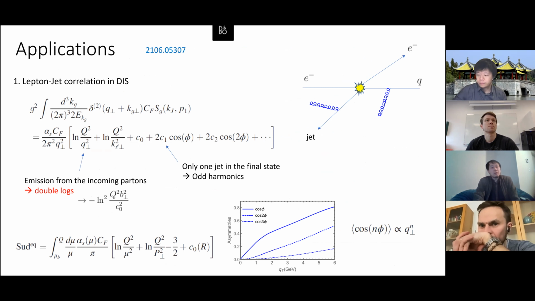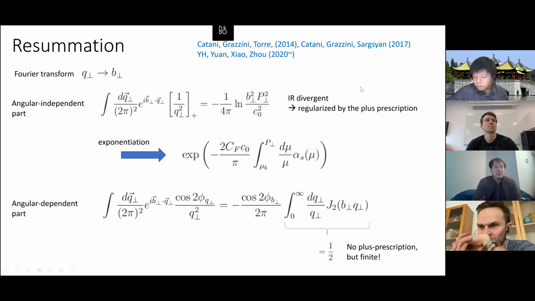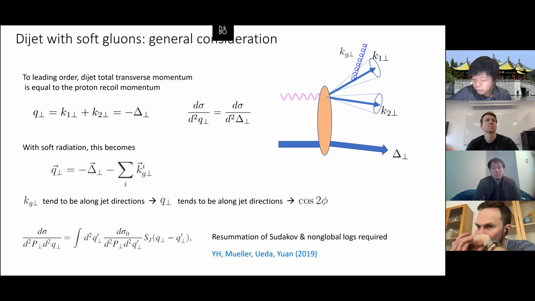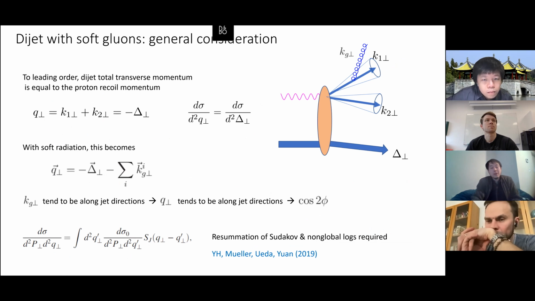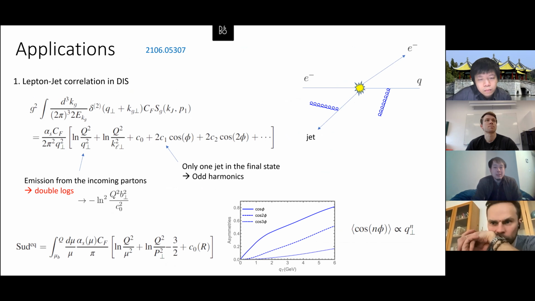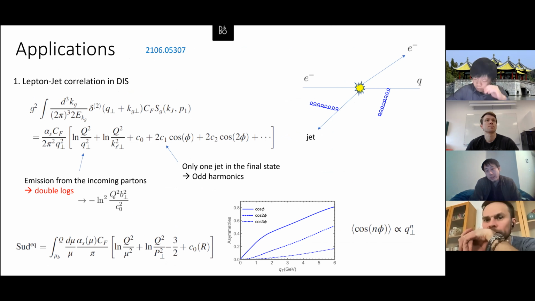All right, so this is for the exclusive dijet production, and here we considered several related applications, and let me show you 4 of them. The first one is lepton-jet correlation in DIS. This is the lab frame in DIS. The electron and proton are collinear to each other in this lab frame, and we measure the correlation between the scattered electron and the jet. The difference from the previous case is that there is a quark in the initial state. In the previous example, you have a Pomeron exchange in the t channel, so the t channel object is color singlet and there is no radiation from the initial state, but in this example, there is radiation from the incoming quark.